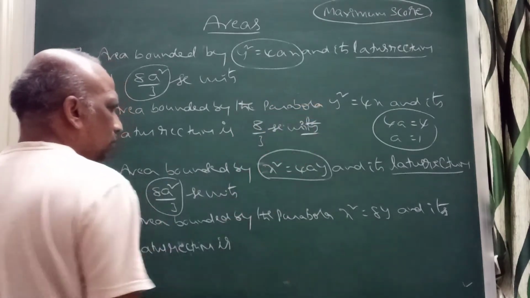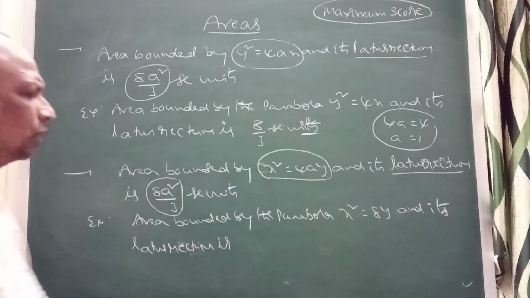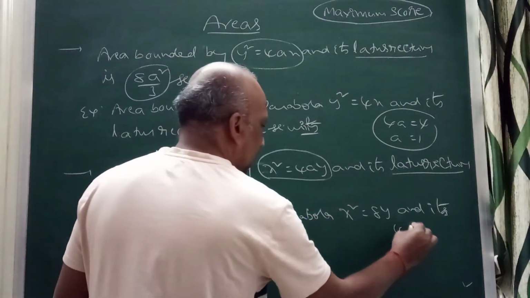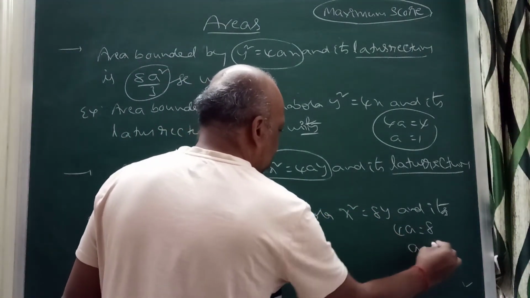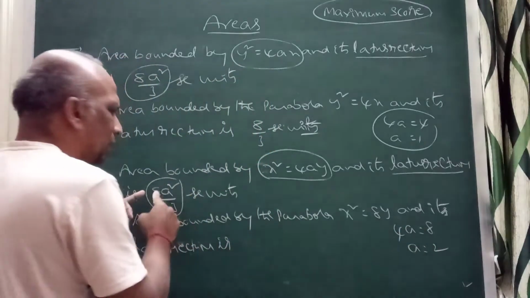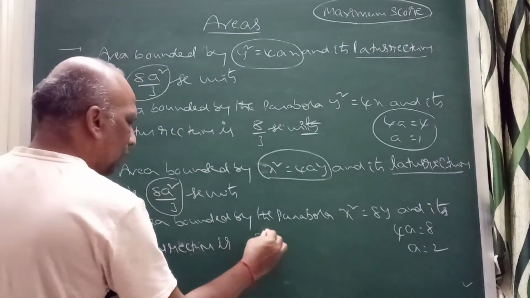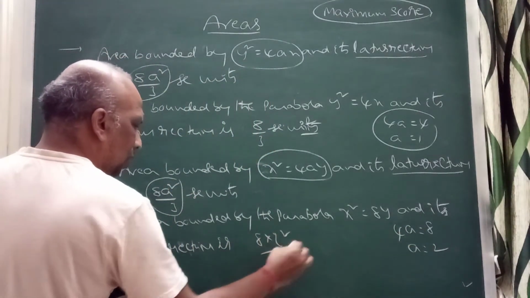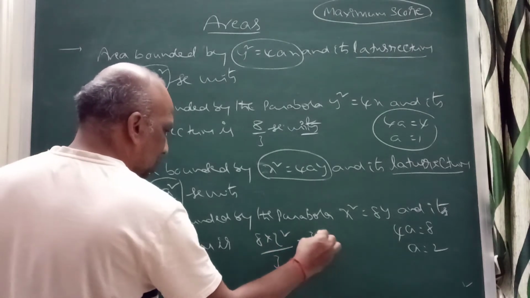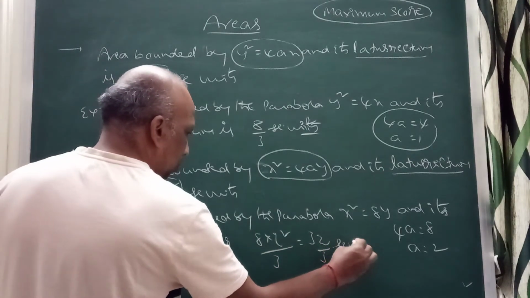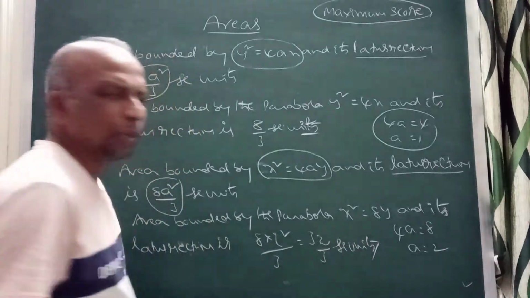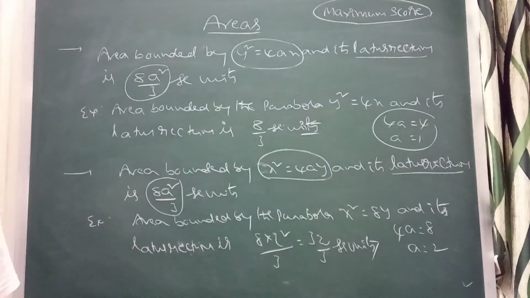Now coming to the same thing, you can compare. This is 4a is equal to 8, so a is equal to 2. So the area is 8 into a square by 3. You will get 8 into 2 square by 3, so 32 by 3 square units. Like that you can solve the problem.